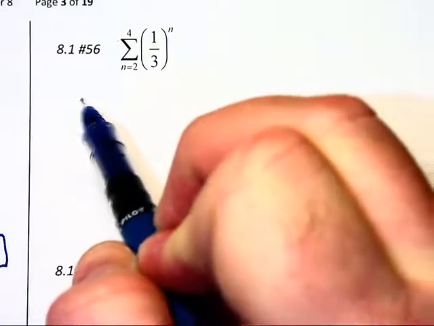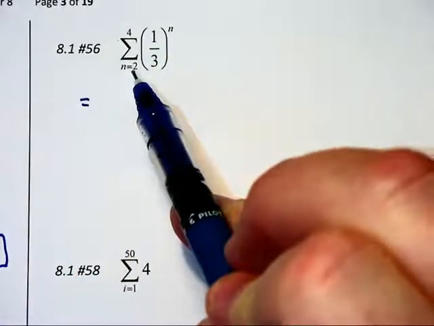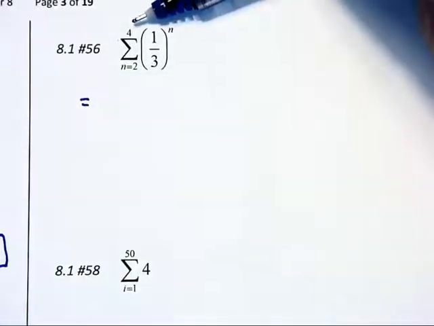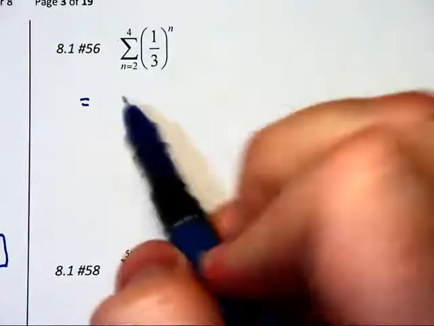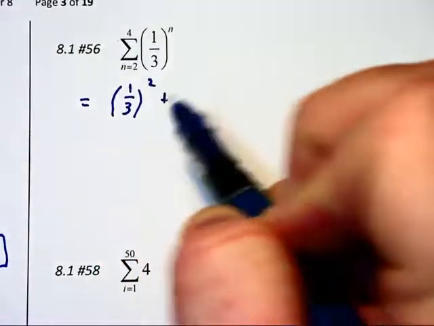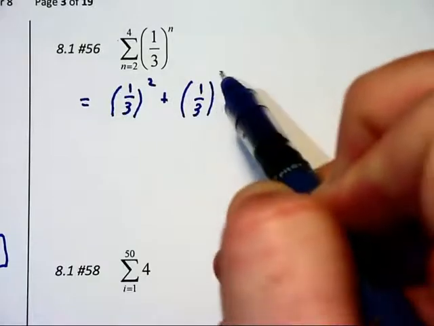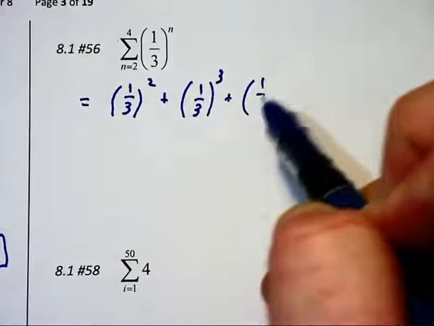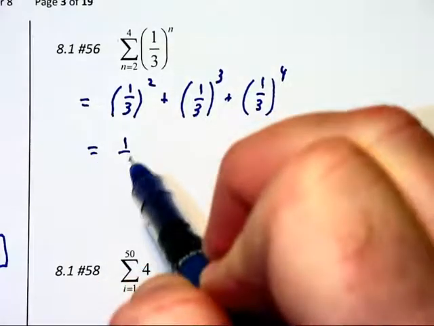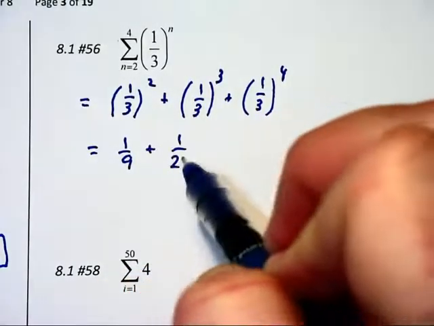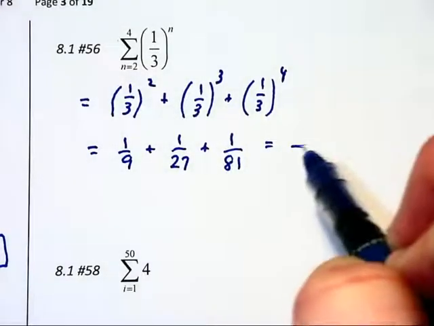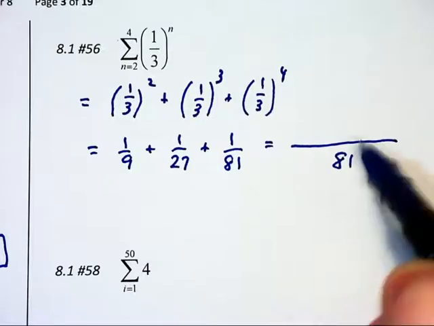For this summation, we're substituting in the values 2, 3, and 4 because the starting index is 2, and the last index is 4. So we are going to have 1/3 squared plus 1/3 cubed plus 1/3 to the fourth power. This will equal 1/9 plus 1/27 plus 1/81. These can all be put over a common denominator of 81.